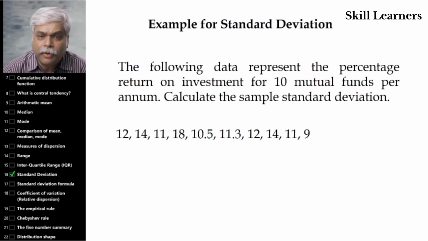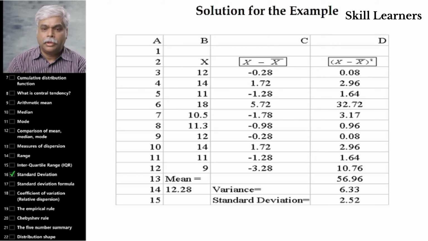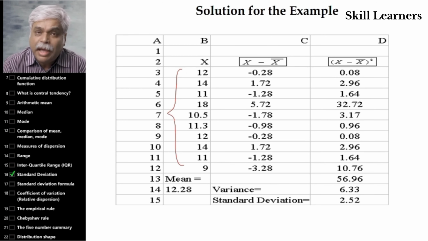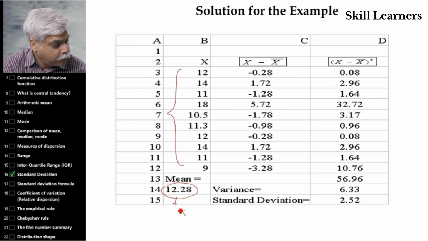Consider again our mutual funds. Let's line them up as a column of numbers. The first step is to calculate the mean, the arithmetic mean, average. Add up the 10 numbers, divide by 10, that gives you 12.28, which is the average return. This is the arithmetic mean, or X bar.